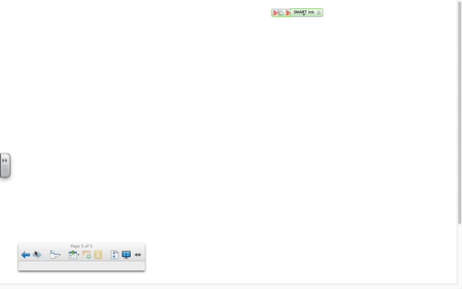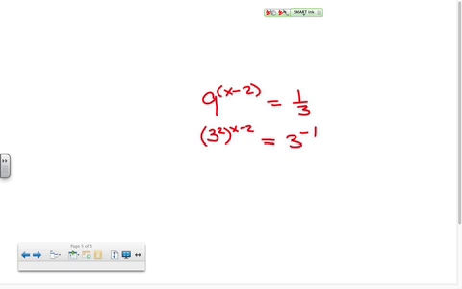All right, let's do another one. I have 9 to the x minus 2 equals 1/3. This one's a little more complicated. Okay, now obviously the base we're looking for here is 3. So I'm going to change 9 to 3 squared, to the x minus 2. And I'm going to change the 1/3 to 3 to the negative 1.